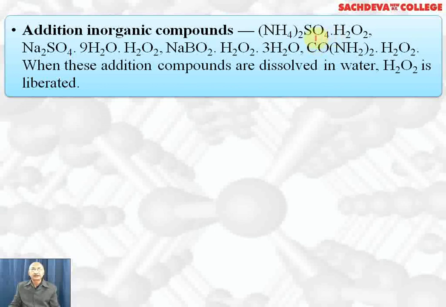Hydrogen peroxide gets associated with sodium sulfate, Glauber's salt, which contains 10 water molecules. So one of the water molecules has been replaced by hydrogen peroxide, which will form a coordinate bond. Sodium metaborate is coordinate bonded with hydrogen peroxide and 3 water molecules. Urea is coordinate bonded with hydrogen peroxide. When these addition compounds are dissolved in water, H2O2 is liberated.